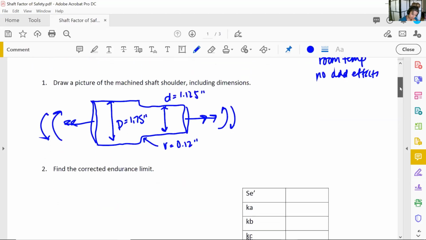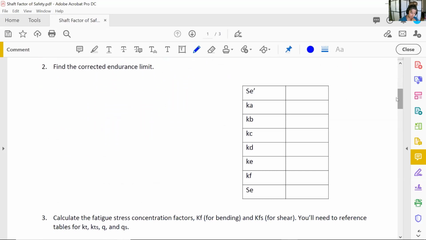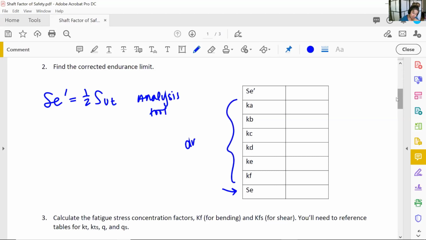Okay. So first step, find the corrected endurance limit. That would be SE, and to get to SE, we have to do the whole Marin equation thing, and we start with SE primed, which is the lab value for endurance strength without all of the fatigue factors applied. And this is a simple calculation, 1/2 SUT. So this is in my analysis tool, which I'll show you here shortly. And then all of these factors are in my analysis tool as well.